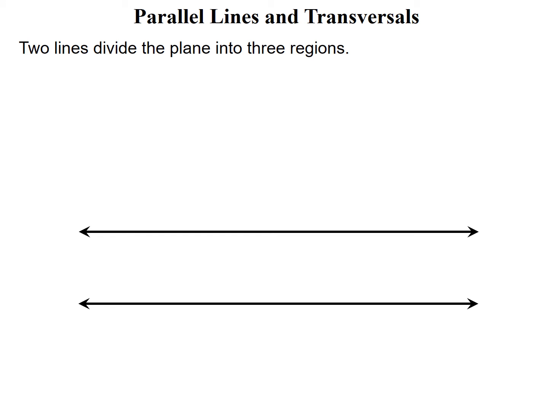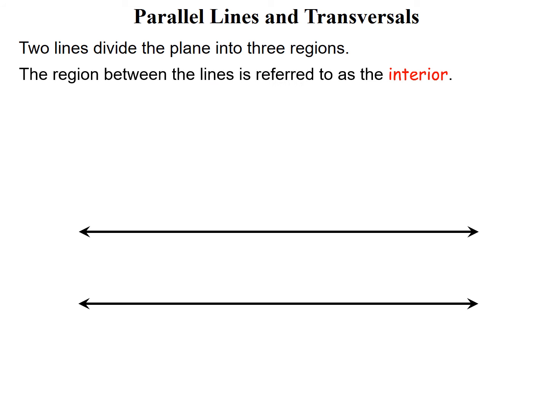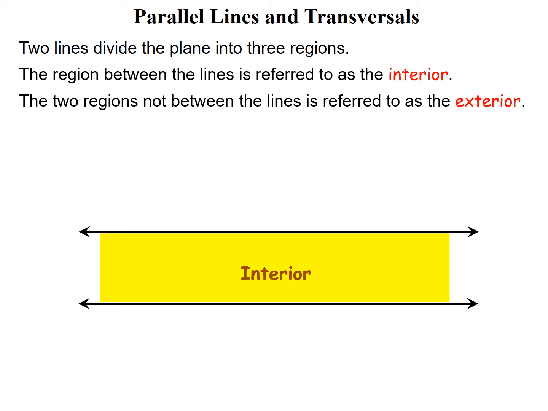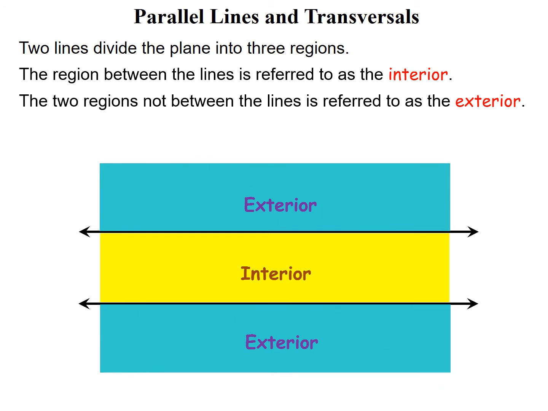So still continuing to write in your notebook and not on your green foldable, we can write that two lines divide the plane into three regions. The region between the lines is referred to as the interior. So if you look at our diagram below, the yellow spot that's labeled interior is the interior of the two lines. It's pretty easy to remember, inside the two lines, interior. And the two regions not between the lines are referred to as the exterior, which is exactly what you would think it would be. It's on the two outer sides of the parallel lines. That is in blue, and we labeled that exterior.